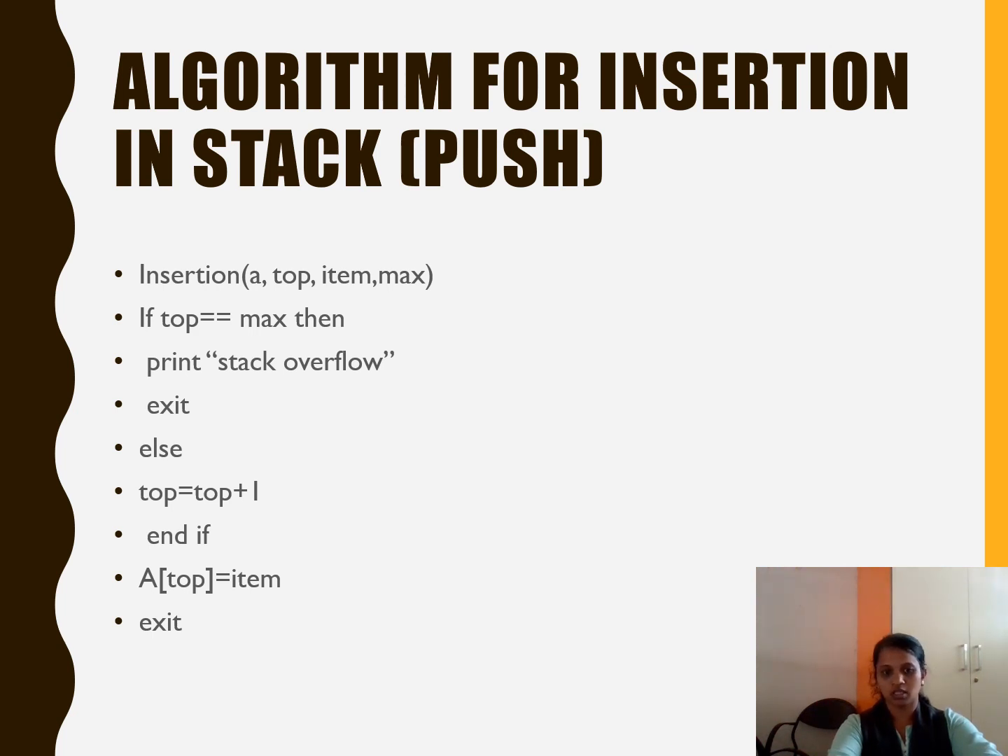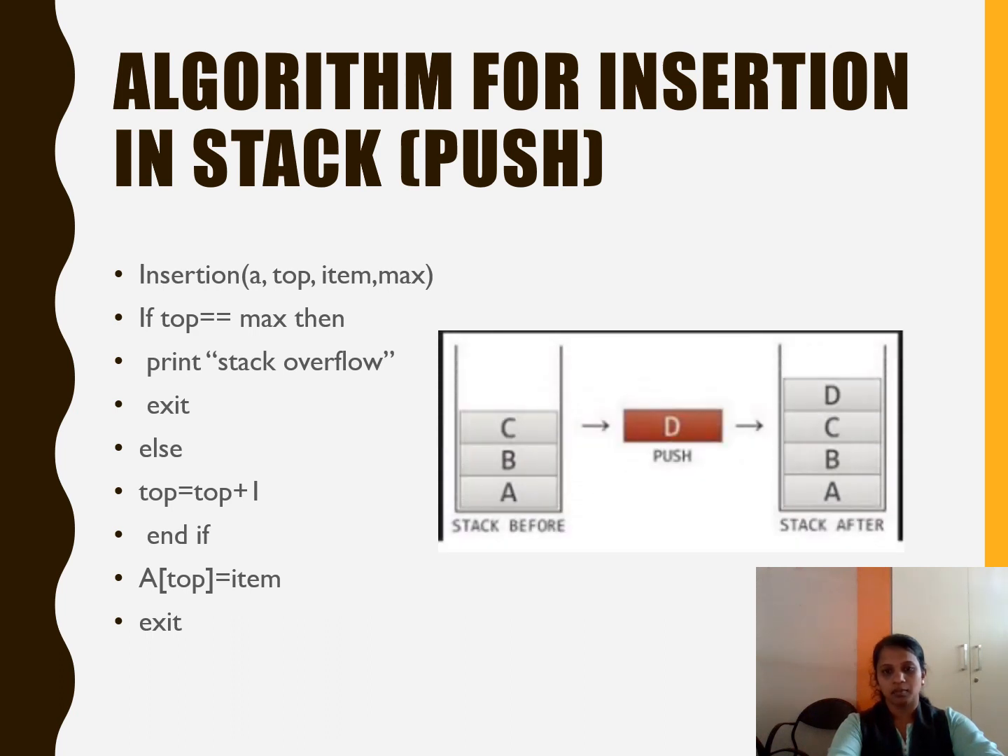If it is not overflow, then we can insert an element by incrementing the top variable. So top will be incremented by 1, then at the location of top in the array we insert the element. That is shown as A of top equals item. Here is an example. When we increment our top variable, the array index value also is incremented. In that array position we insert our new element, called D here.